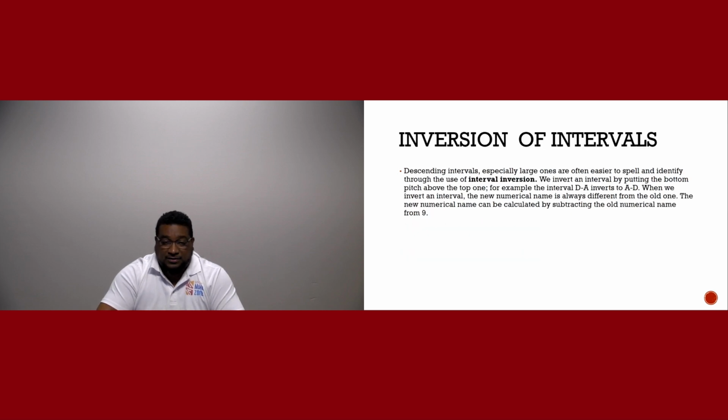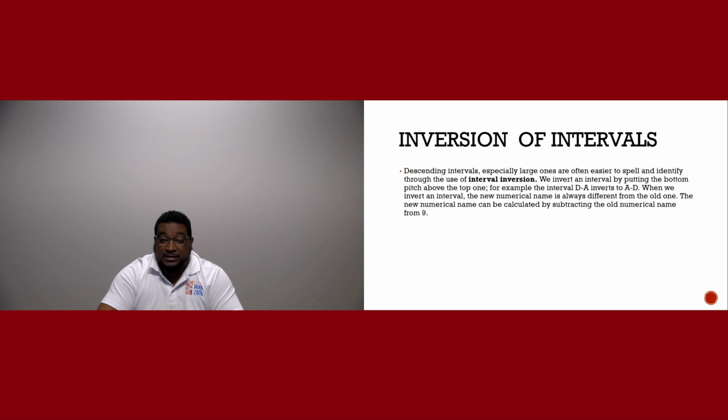Then we have inversion of intervals. In the inversion of intervals, the descending intervals, especially the large ones, are often easier to spell and identify through the use of interval inversion. We invert an interval by putting the bottom pitch above the top one. For example, the interval D to A inverts to A to D. When we invert an interval, the new numerical name is always different from the old one. The new numerical name can be calculated by subtracting the old numerical name from 9.